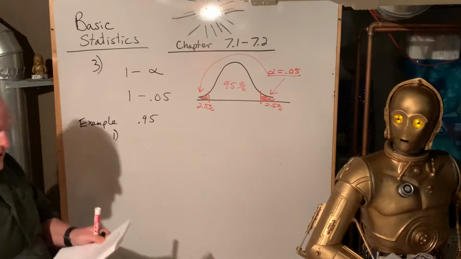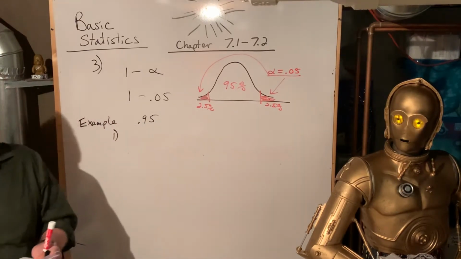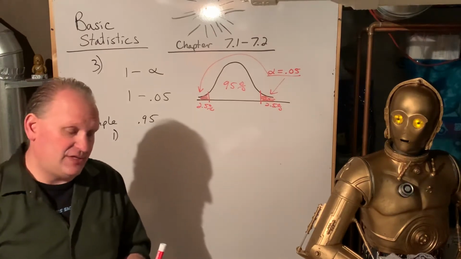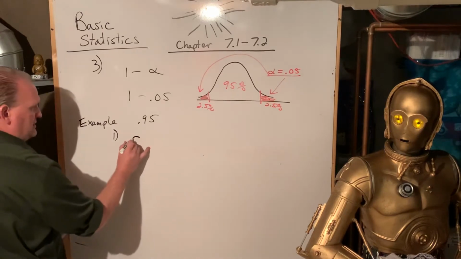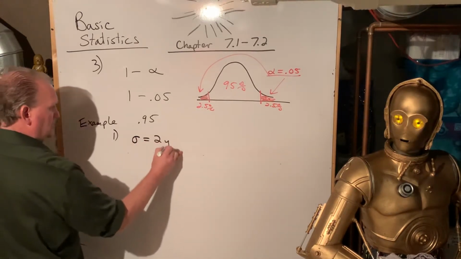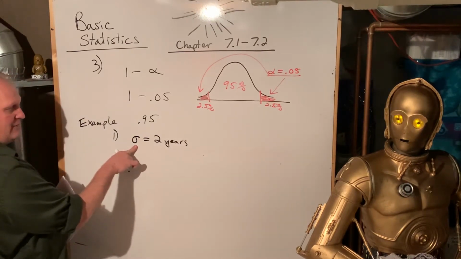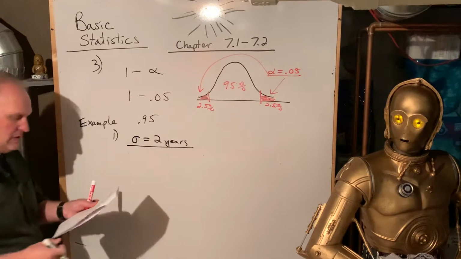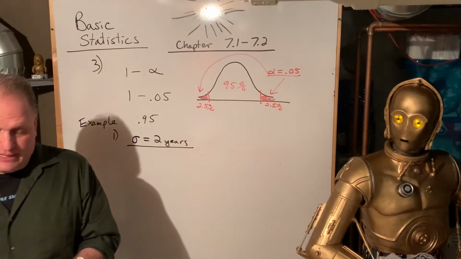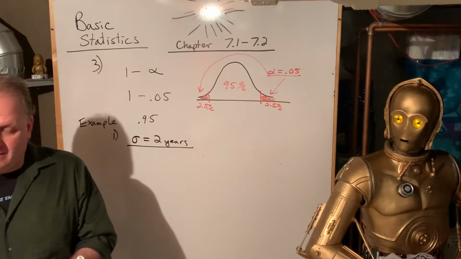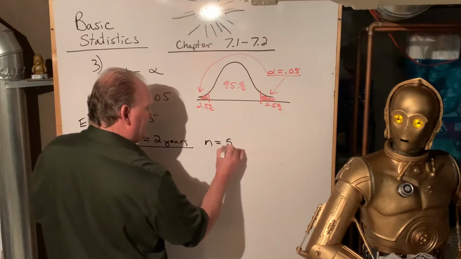So the president of a large university wishes to estimate the average age of the students presently enrolled. From past studies, the standard deviation is 2 years. So they gave us the standard deviation of the population as 2 years. Remember, that's sigma, and whenever it's a Greek letter like that, that means it's for the population. A sample of 50 students is selected, so that's our n. n is equal to 50. That's a pretty good size sample.